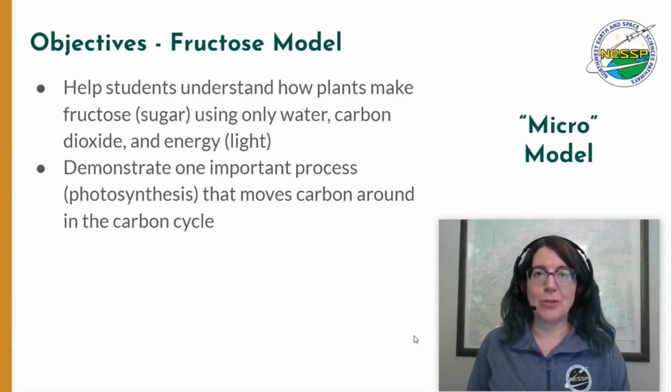This is a micro model, meaning that it is modeling something that is way too small for us to see with our eyes, so we use a model to help us understand it. Another objective of this is to demonstrate one important process, which is photosynthesis, that moves carbon around in the carbon cycle. If you haven't seen the video about the carbon cycle game, you might want to check that out.